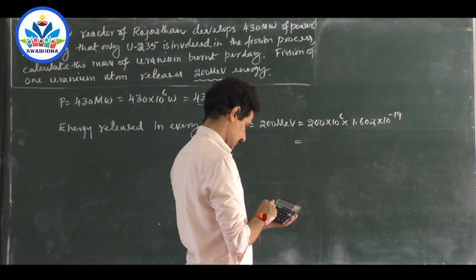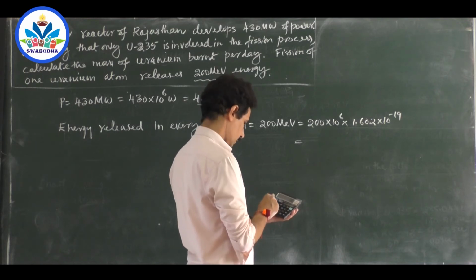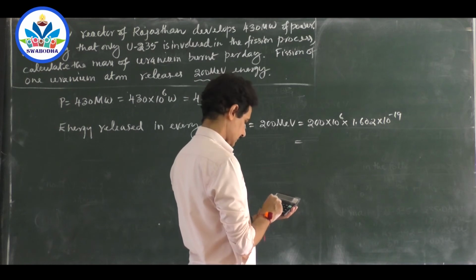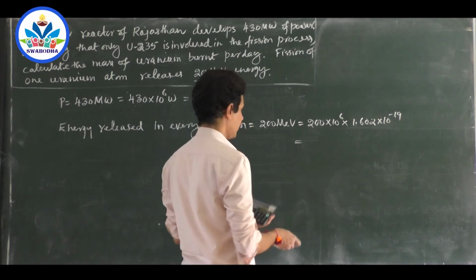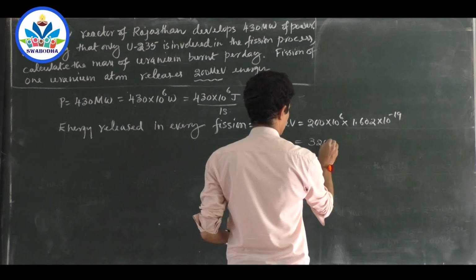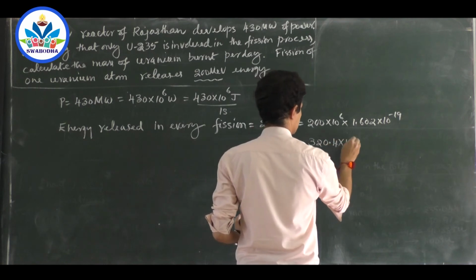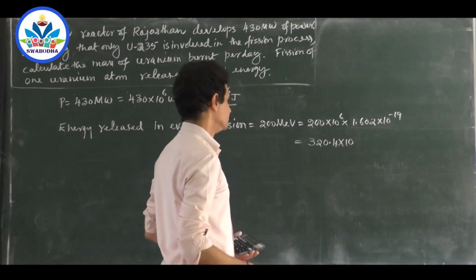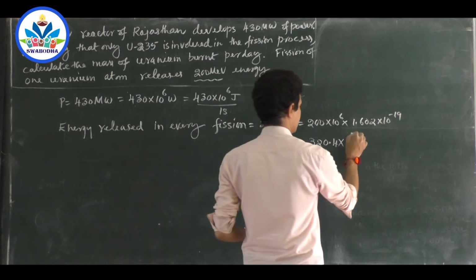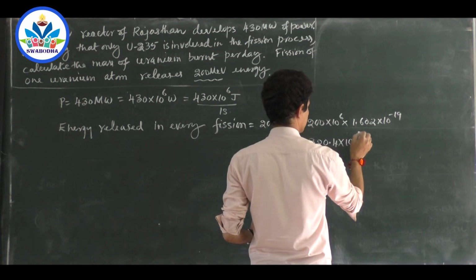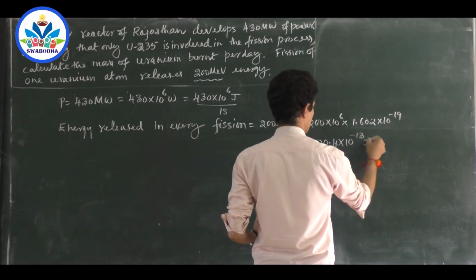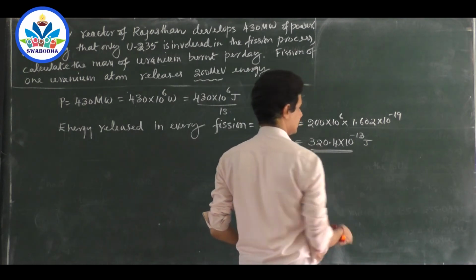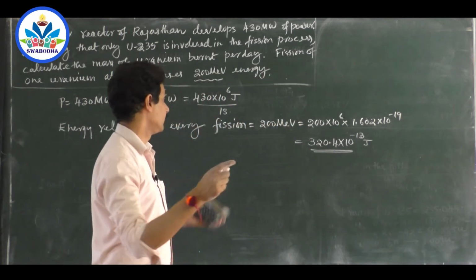200 into 1.602 is equal to 320.4. 320.4 into 10 to the power minus 19 plus 6, again minus 13 joules. Correct? Yeah. This much of energy is released in joules in every fission.